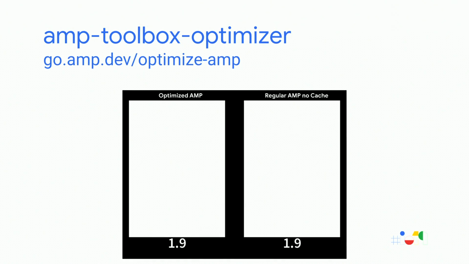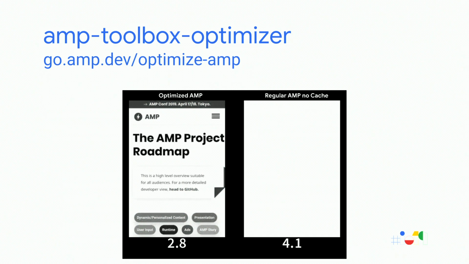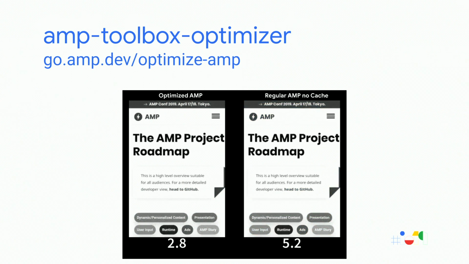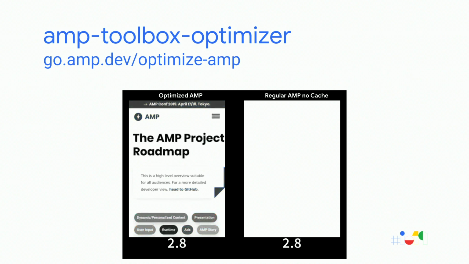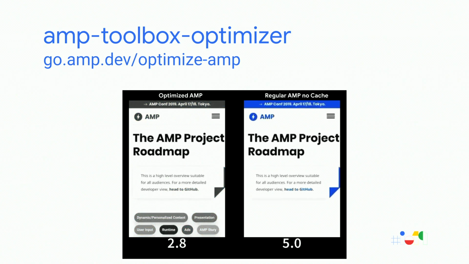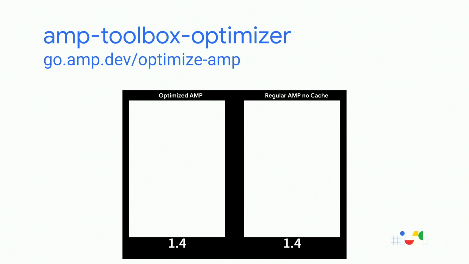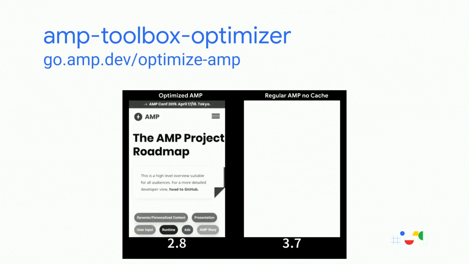Now let's quickly talk about the tools that help you serve AMP pages and the improvements we've made there. AMP Toolbox Optimizer currently generates transformed AMP pages that offer great loading experiences even if the page isn't served from the cache. The demo here shows how fast an optimized page can perform on a low-end device such as a Moto G4.